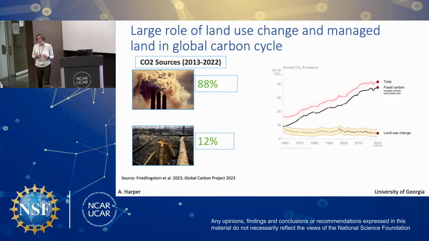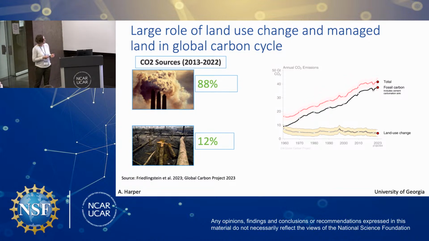Okay, so why might we want to represent land-based mitigation and managed land? Well, land use change and managed land already play a large role in the global carbon cycle. From the last global carbon budget, about 12% of human emissions of CO2 each year come from land use change. So that's a huge impact of land use change.